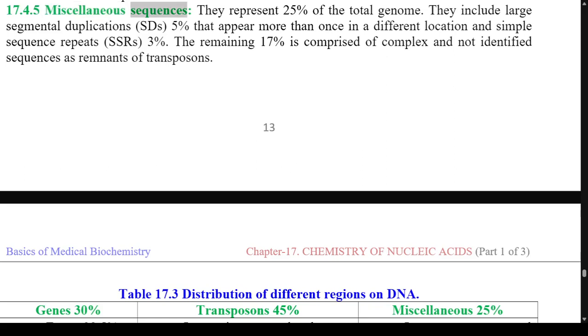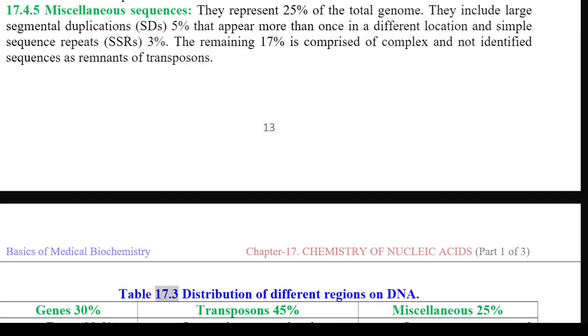17.4.5 Miscellaneous sequences. They represent 25% of the total genome. They include large segmental duplications, SDs, 5%, that appear more than once in a different location, and simple sequence repeats, SSRs, 3%. The remaining 17% is comprised of complex and unidentified sequences such as remnants of transposons.